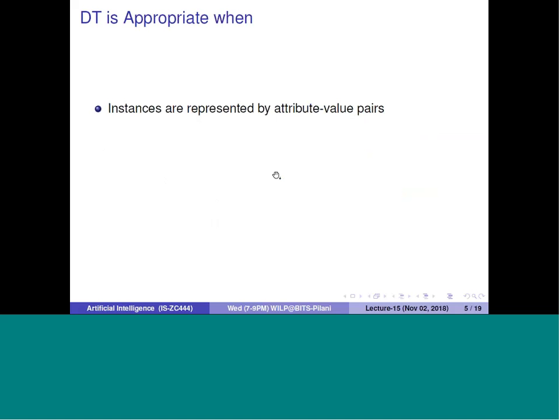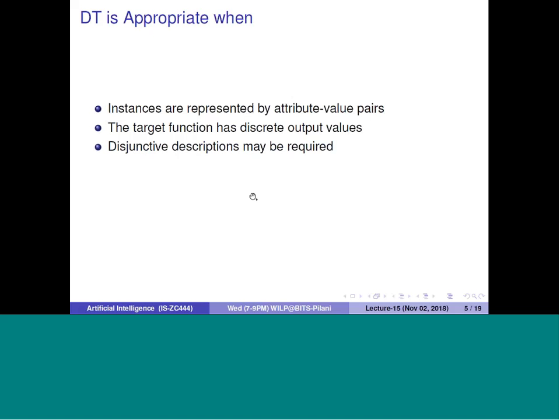Instances are represented by attribute value pairs. The decision tree is applicable when the instances are represented by attribute value pairs. Target function has discrete output values. This is a very important thing because every attribute should be discrete. Then only you can apply. If it is not discrete, then you have to discretize it using some methods. So we will talk about that later.